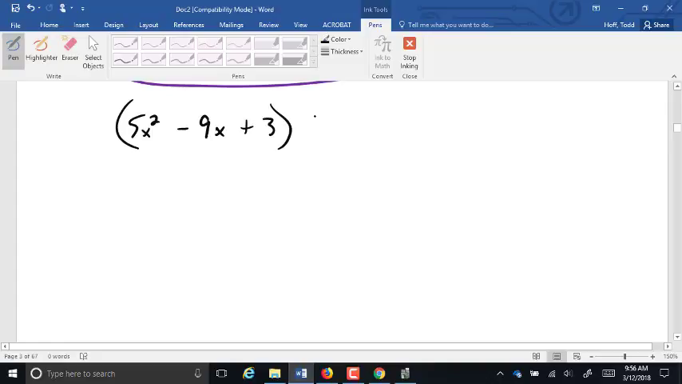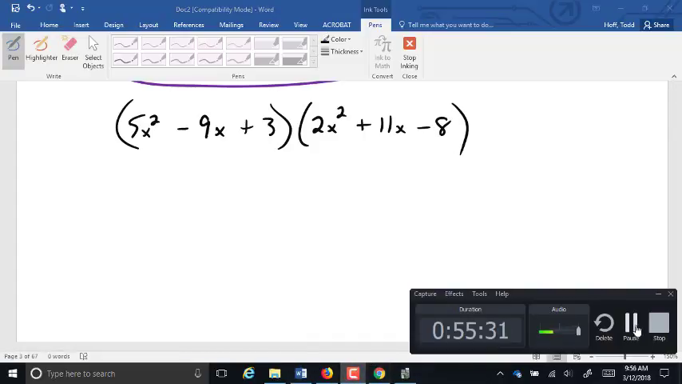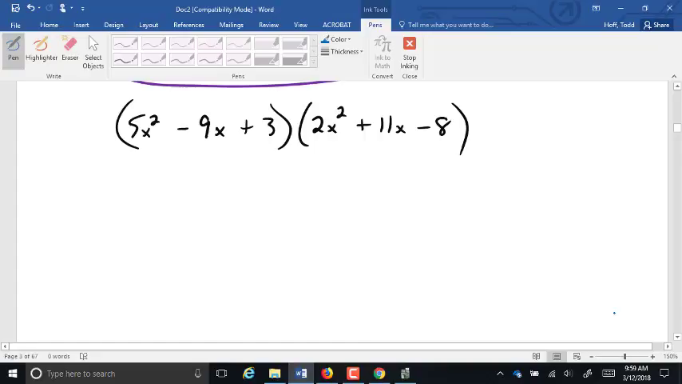5x squared minus 9x plus 3 times 2x squared plus 11x minus 8. See what you come up with there. Okay, so let's take a look. You guys need another second to finish this up? Yeah, okay. Okay, let's see how this one's going.